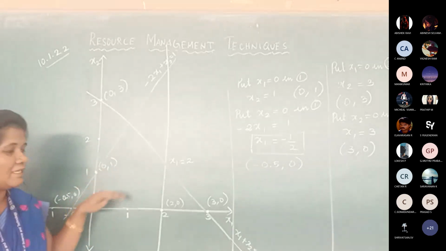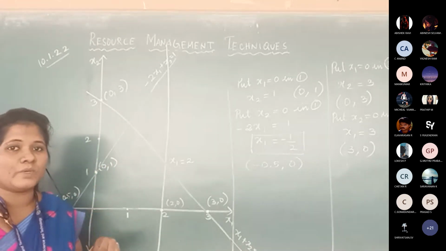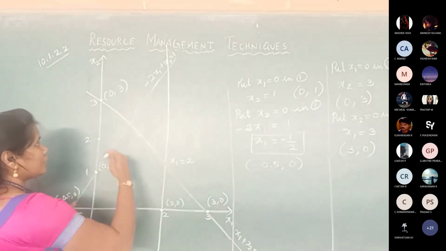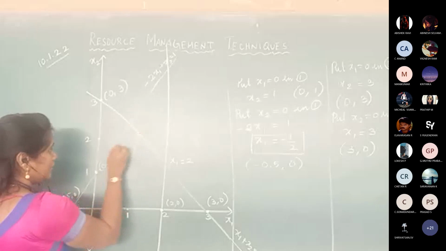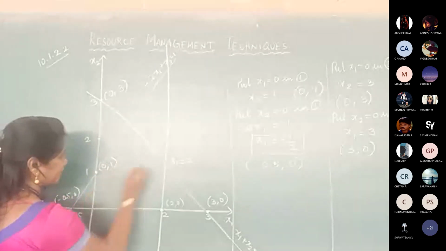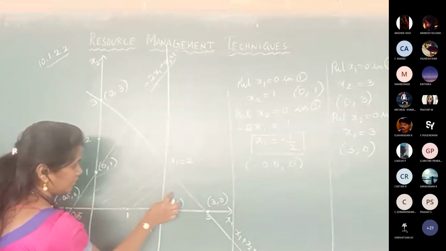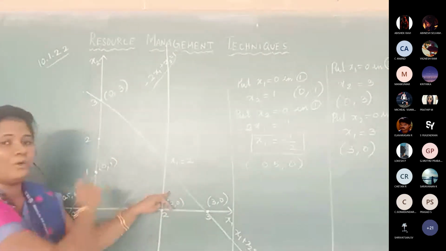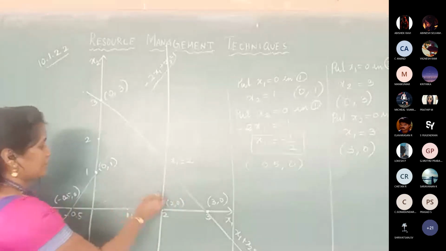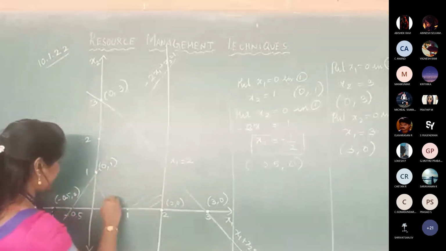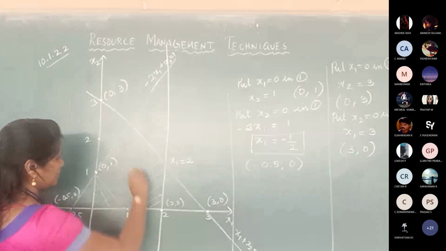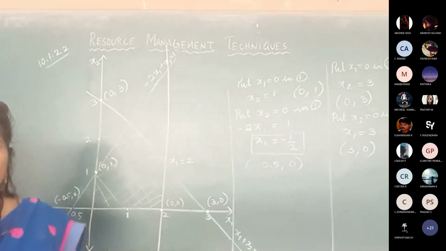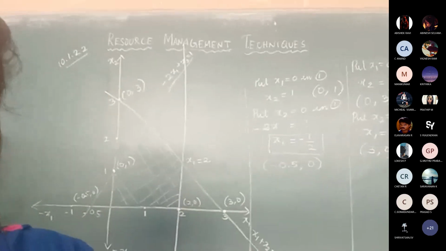So we have to see the region where x1, x2 are greater than or equal to 0, so all this region. Not this region, because in this region we don't have this. That region is not being considered, so only this region will be your feasible solution.